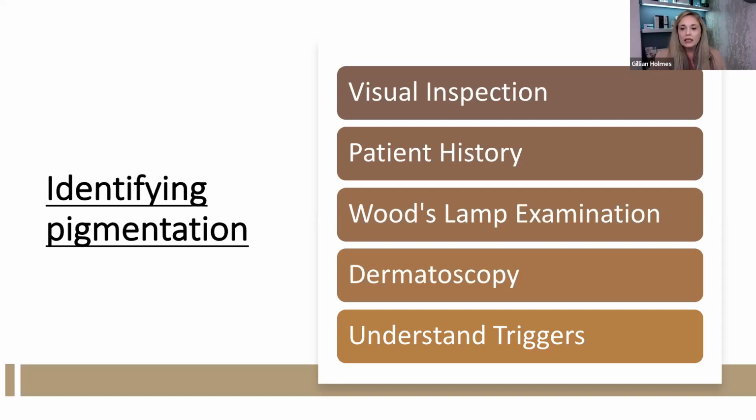We can use things like Woods lamps for examination purposes. Now, your Woods lamp is not a specifically specialized tool, although it just gives you a closer look at the skin. It is a black light device, and it helps to identify more hormonal pigmentation, potentially some of those fungal infections that can also cause hyperpigmentation.